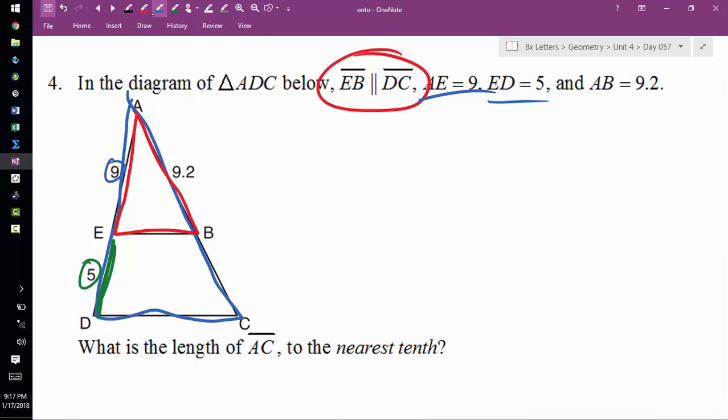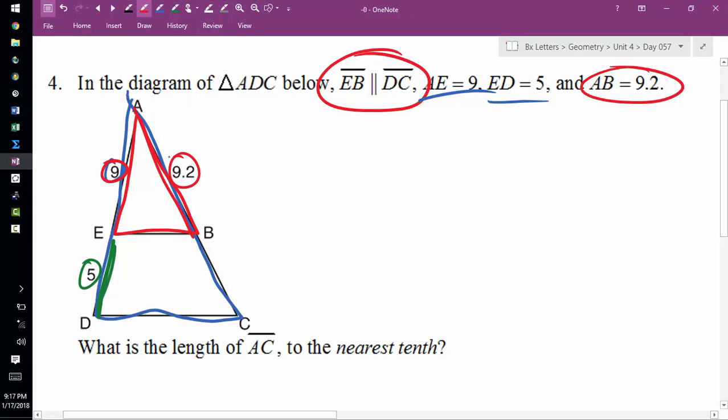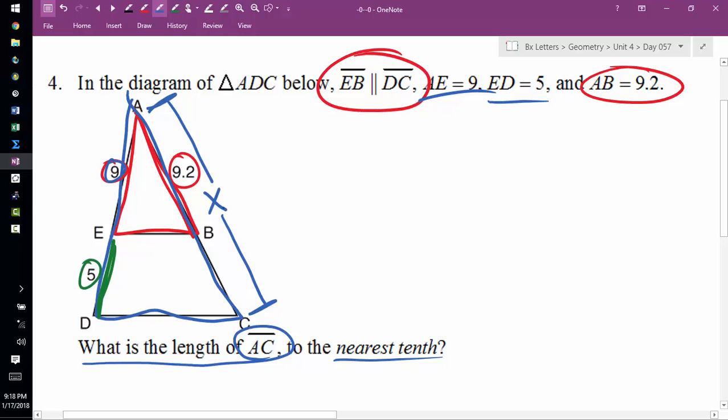And then they tell me this piece here, the red side on the right, is 9.2. What they want to know is, what is the entire length from A to C? Right? What is the length of side AC rounded to the nearest tenth? And that's what I'm going to call x next. That's what I'm looking for.